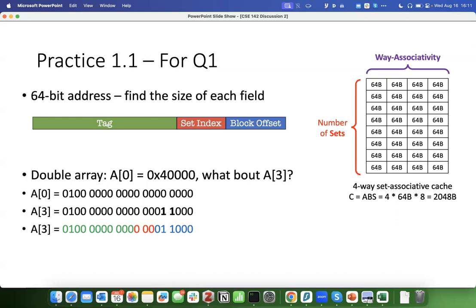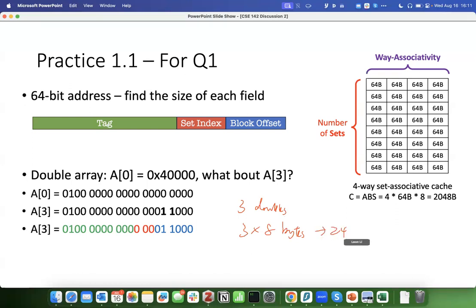Go ahead. I was wondering if you could show us how you did that quick translation, because we have to add 24 bytes, right? To 24 bytes. That's right. Okay. So to get A3, one way is to think, A0 and A3 differ by 3 doubles, right? 3 doubles is 3 times 8 bytes, which is 24.